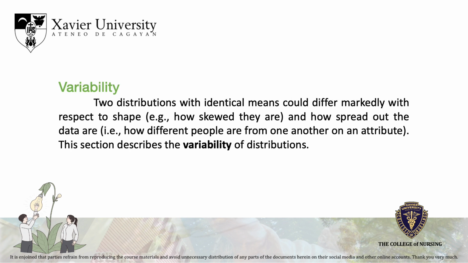Now let's review variability. Two distributions with identical means could differ markedly with respect to shape, like for example how skewed they are and how spread out the data are. For example, again, how different people are from one another on an attribute. This section describes the variability of distributions.